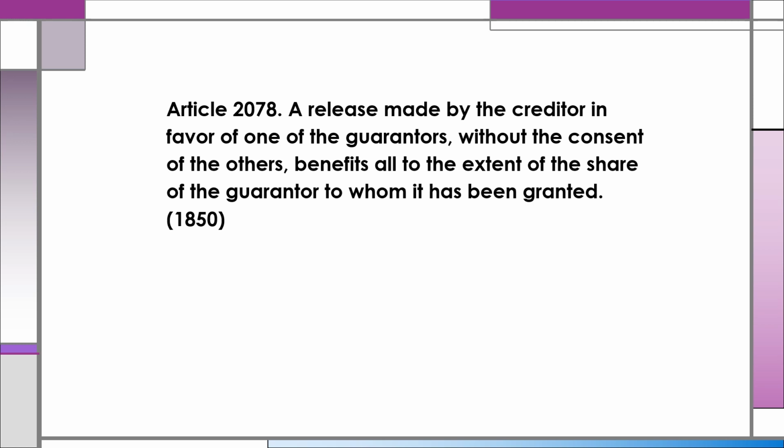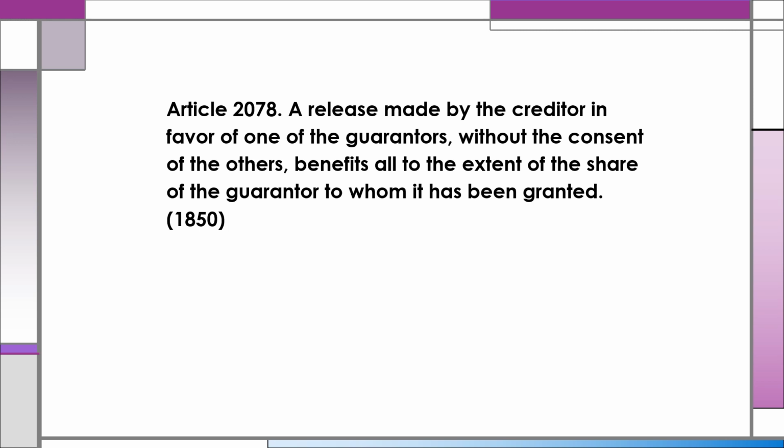If the release by the creditor of one of the guarantors is without the consent of the others, in other words, di naman kinuha yung permiso o yung consent ni A at saka si C. Basta na lang ni-release ni creditor yung isa sa mga guarantors, si B. Then it will benefit them to the extent of the share of the guarantor.